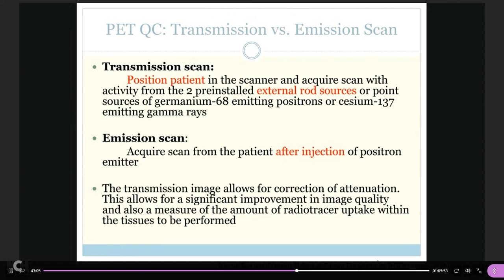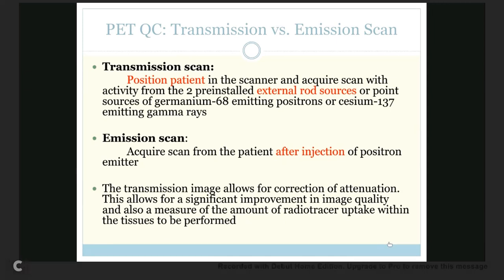These are done for every patient? Yeah. You don't realize it's happening. It's happening as you're acquiring your images.